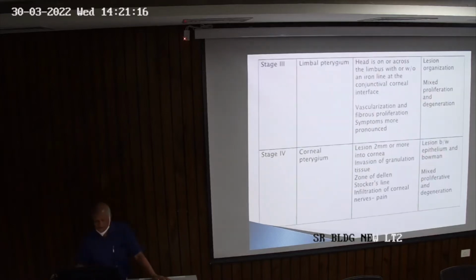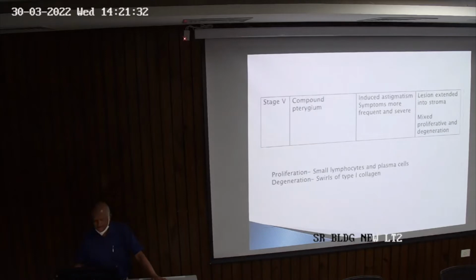And later on, limbal pterygium. It looks just like a pterygium, the triangular tissue that remains up toward the limbal side. And then comes the corneal pterygium, which encroaches over the cornea. So these are the stages: the conjunctival, the limbal, the corneal, and then the compound pterygium. It can occur on both sides also.